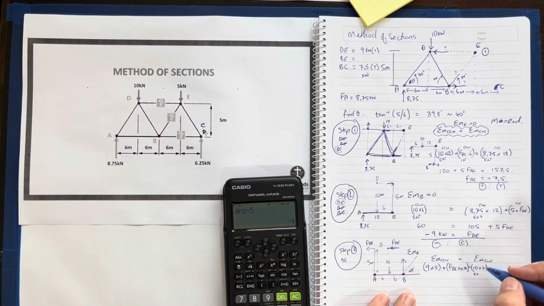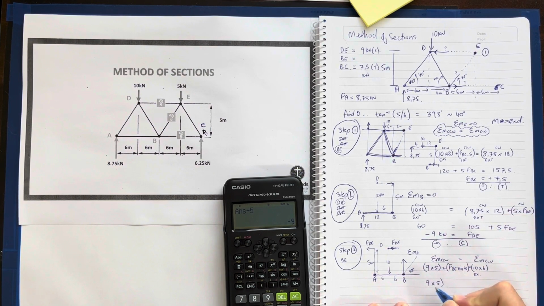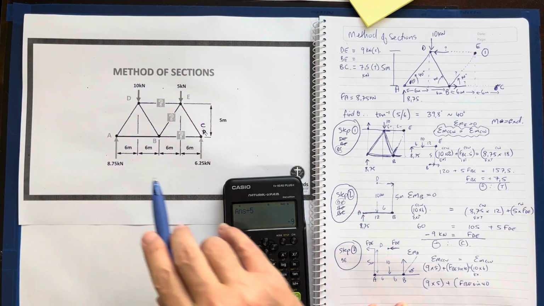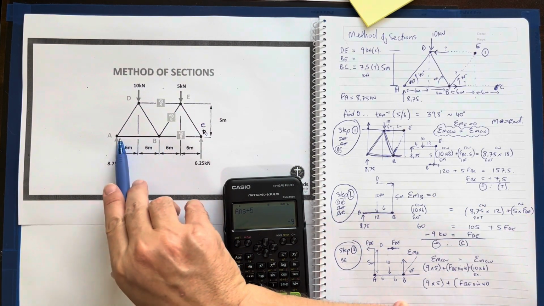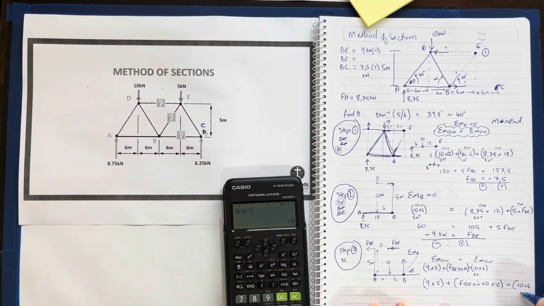And it is going to be, I must not forget. See, I almost made a mistake there. I'm going to rewrite this here so it makes a bit more sense. 9 times 5 plus FBE sine 40. That's just my force. I forgot the distance. At that point there, it is 6 and 6 is 12. And my other force here, my other external. So this is my external force.